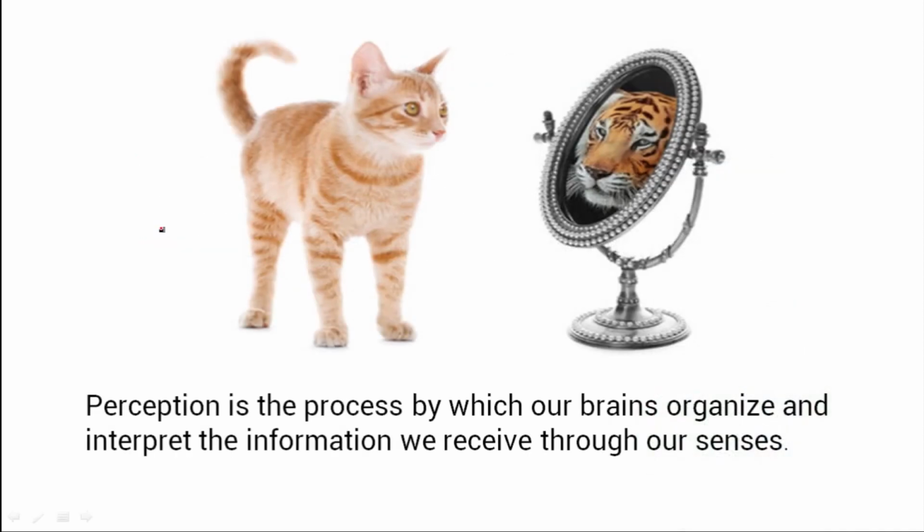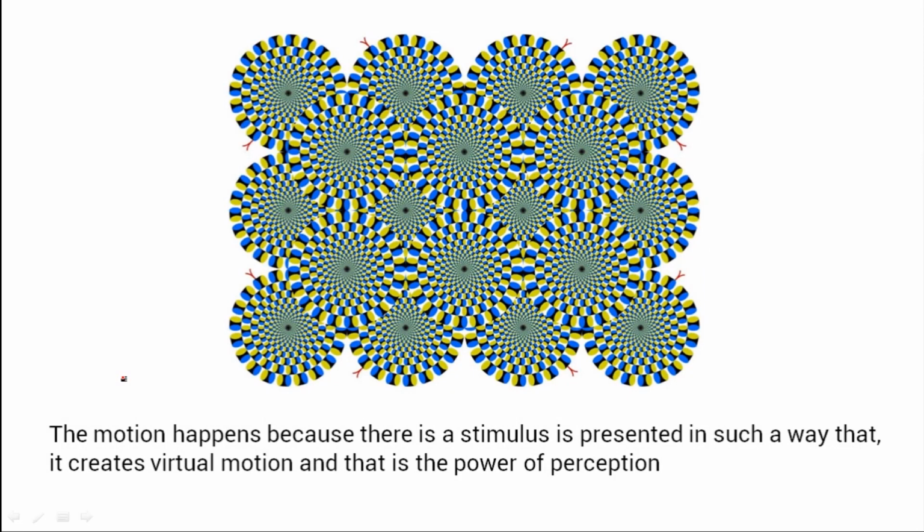So, in this slide, take a look at this picture. In this picture, we have a funny picture of a cat looking at itself in a mirror and perceiving itself as a tiger. This is a good example of how perception works. Basically, perception is the process by which our brain organizes and interprets the information that we receive through our senses, so that we can recognize and make sense of the things around us. So, perception is so powerful that even though the cat in the mirror is actually a cat, it perceives itself as a tiger.